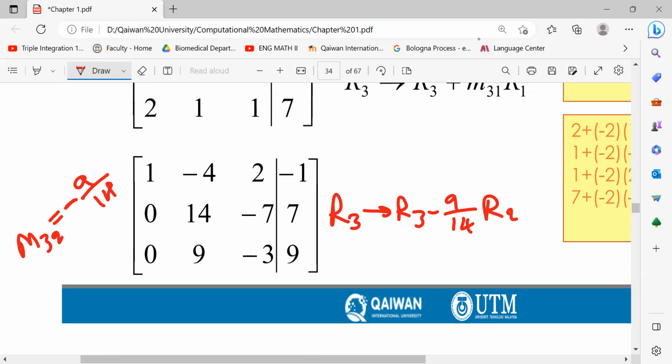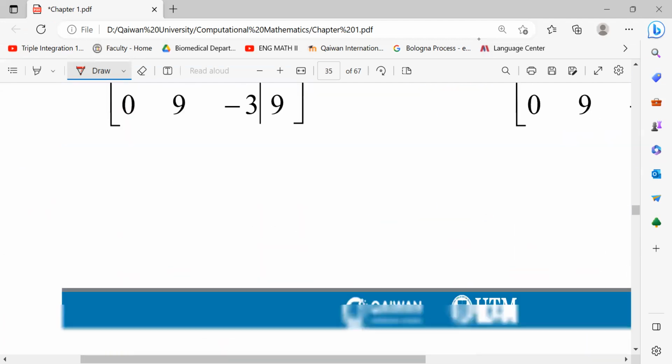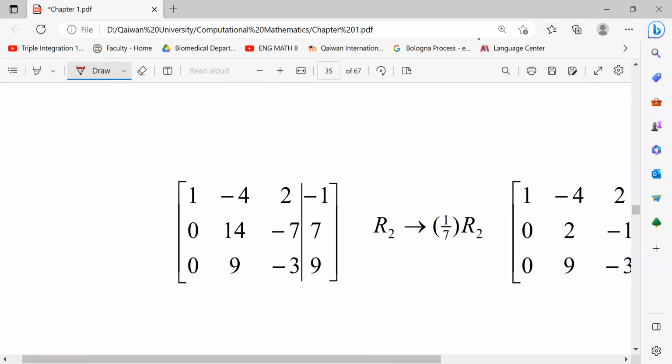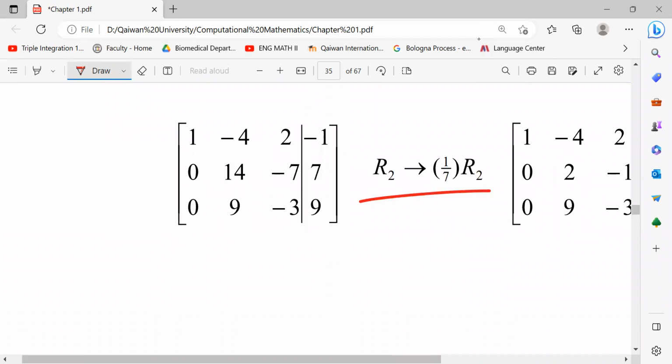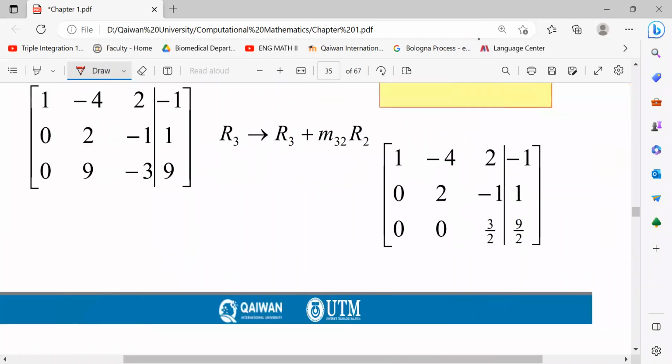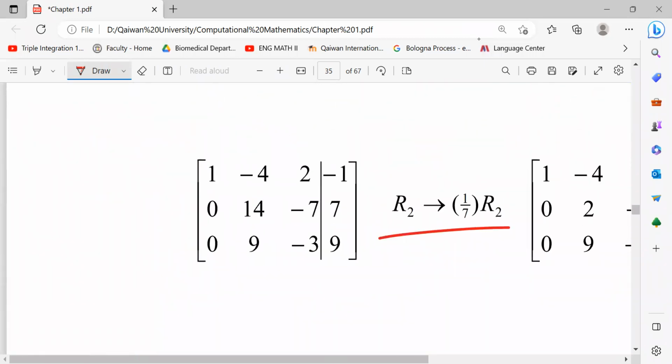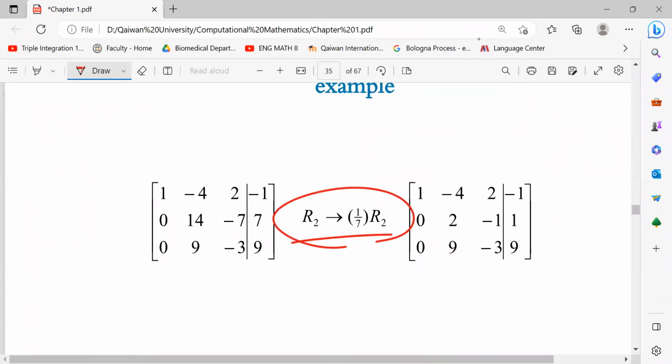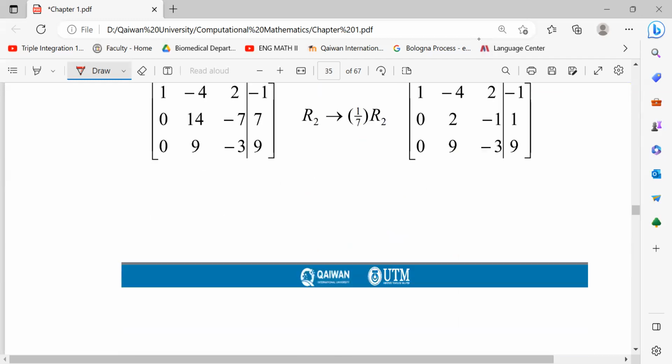Do you have any change in row 1? No. In row 2? No. We just make change in row 3. Look, it's divided by 2, it's divided by 7, and then it's simply here. It's an extra step here, actually. It doesn't need to be done.